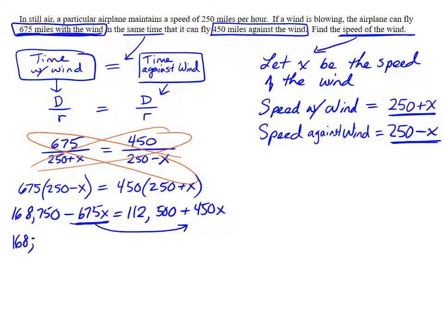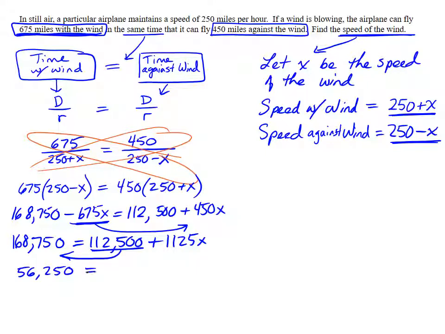So 168,750 equals 112,500 plus 450x plus 675x, which is going to give me 1,125x. Move the constants to the other side, so subtract 112,500 from 168,750, and that would give you 56,250. Again, feel free to use your calculator. That's what I did here. These numbers are rather large. And then to get x by itself, we divide both sides by 1,125. So when we do that to both sides, we get x equals 50. Comes out nicer than you maybe suspected.